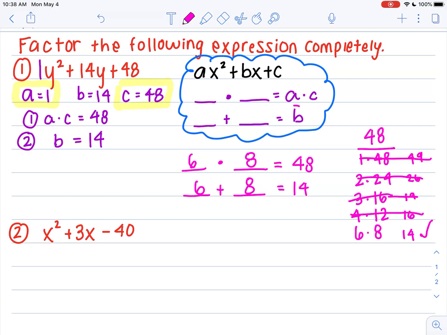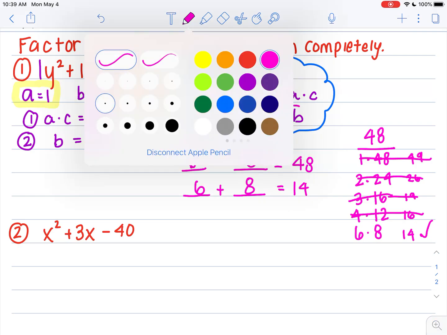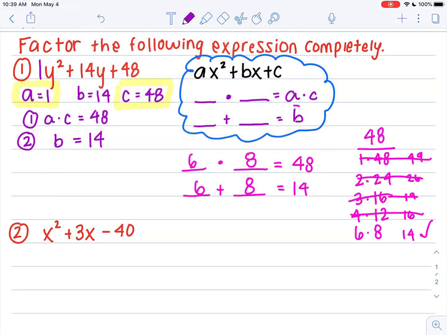Okay, now here's the cool thing. When we have a 1 for the a, so what am I talking about right here? When we have a 1 in front of that y squared, when a is 1, we can do a trick. Now next week, we're not going to have a equal 1, so it's going to be different. That's why I'm making such a big deal of this. When a equals 1, we can do something really simple.